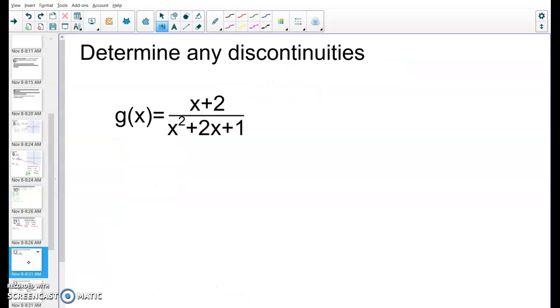So for this one, I want you to go ahead and factor this, list your excluded values, see if you can figure out the hole, find your x and y value for the hole, and see if you can label what the vertical asymptote would be for this one as well. So go ahead and pause this video here, try this on your own. And then in a little bit, you can unpause this and check and see if you got the answers right.